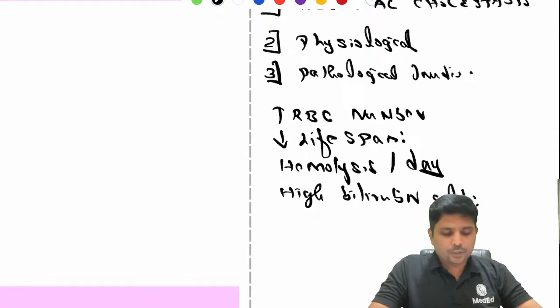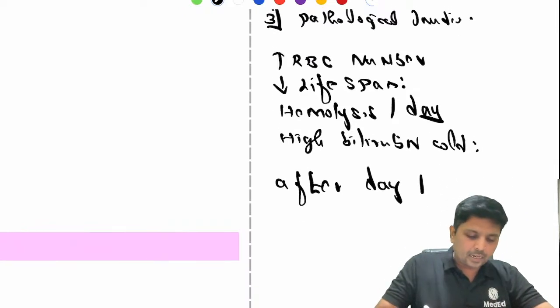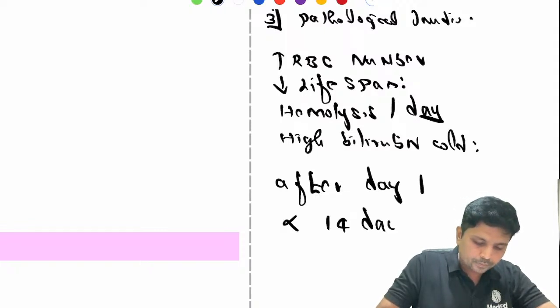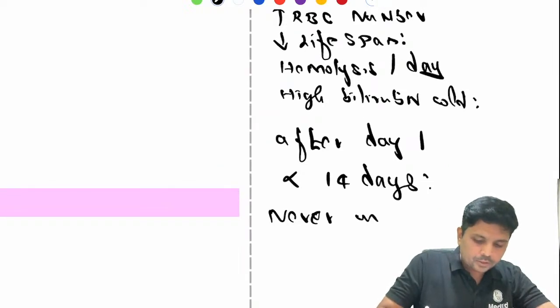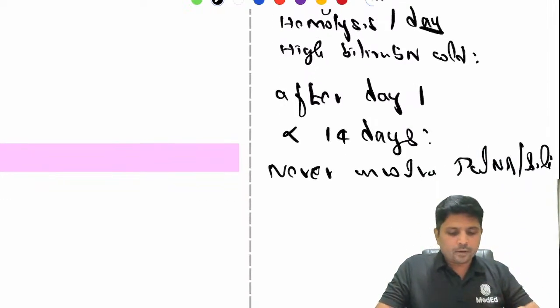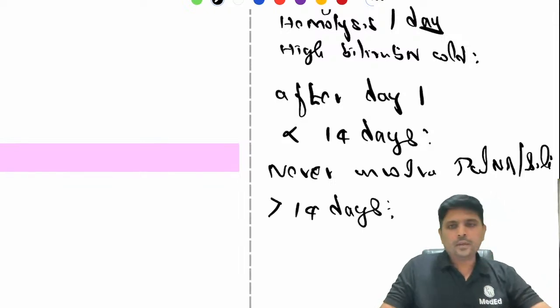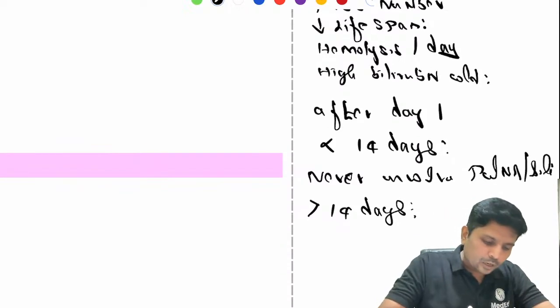Physiological jaundice usually occurs after day 1 and it rarely lasts for more than 14 days. It lasts less than 14 days. It never involves palms and soles. Very rarely does it cross 14 days. This is physiological jaundice. What is pathological jaundice?